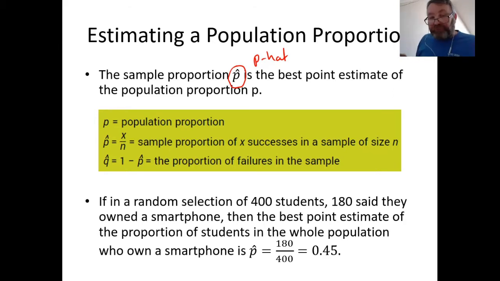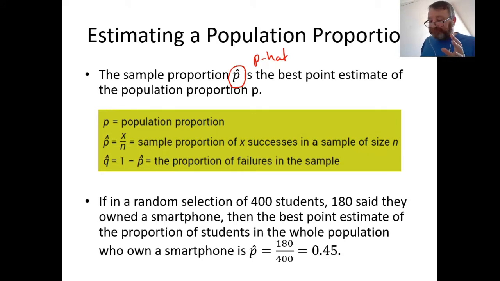Okay, so how many students in the sample? 400. How many of them said they had a smartphone? 180. What is the sample proportion? 180 over 400. What is that? It's p hat. What is p hat? Well, at the moment, it's the best point estimate I have. If 180 out of 400 have a smartphone in this particular sample, maybe that reflects back to say that 0.45, or 45% of the population, also own a smartphone.